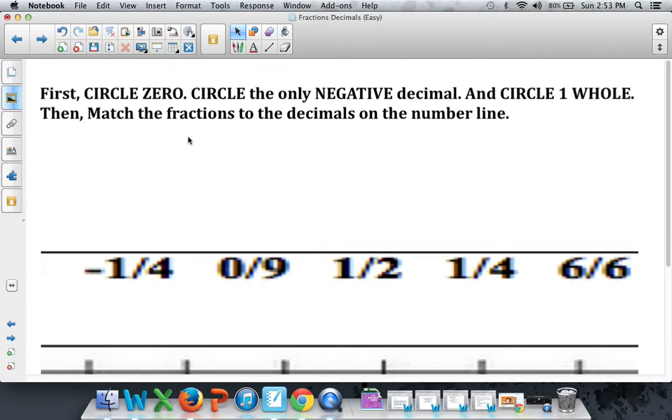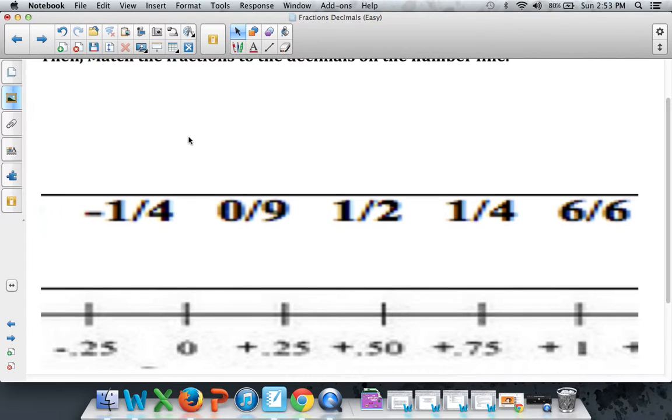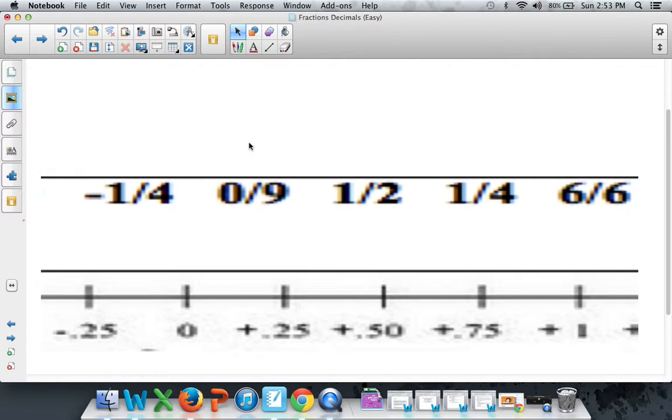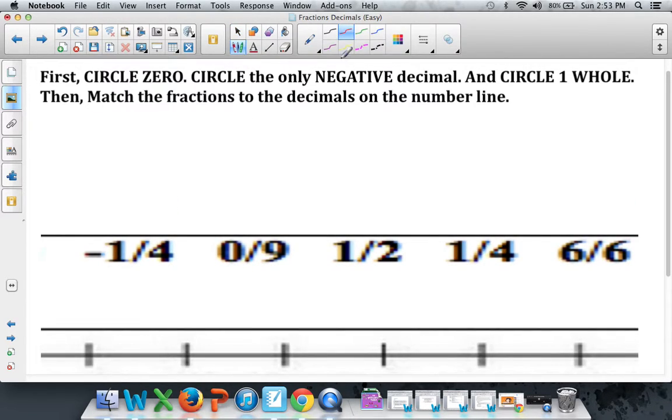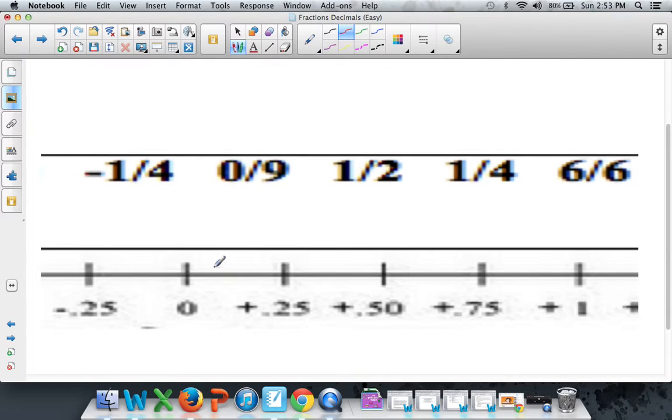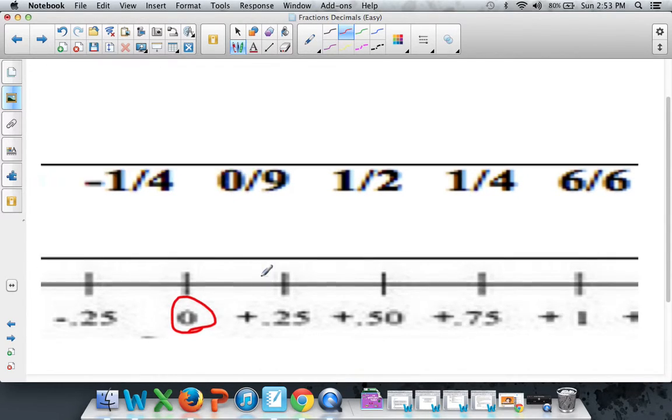I know I said that kind of fast, but let's take a look at what I'm talking about. Here, down below, is a very blurry number line. Sorry. That says negative 0.25. That says 0. That says positive 0.25. Positive 0.50. Positive 0.75. And that's positive 1, or 1 whole. Basically, this is a number line with a lot of decimals on it. And let's see if we can follow these directions up above. It says, first, circle 0. Okay, let's circle 0 on the number line. There's 0. I win.